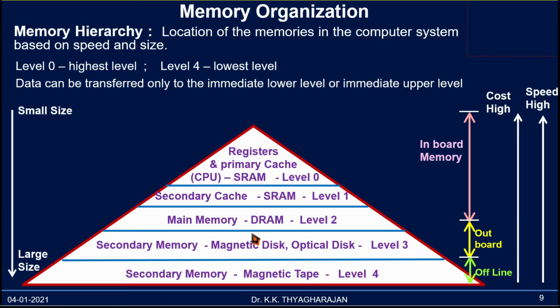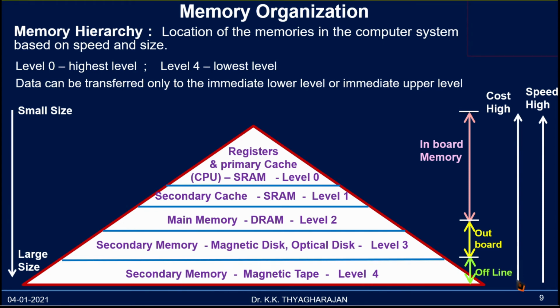You remember this diagram? That is level 0, level 1, level 2 are inboard memories. Level 3 memory is outboard. Level 4 is offline. And you should also remember which memories are at which level. So SRAM registers will be in level 0. Cache memory is also made by SRAM. Then main memory is DRAM. Magnetic disk and optical disks are secondary memories. And magnetic tape will also be secondary memory, but it will be in level 4.